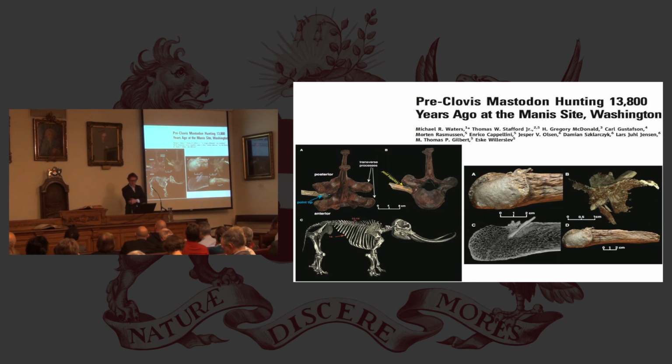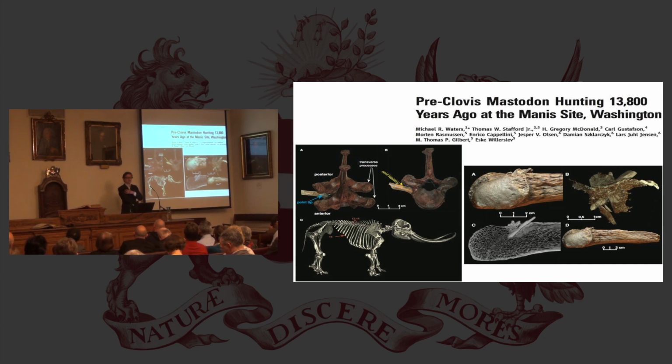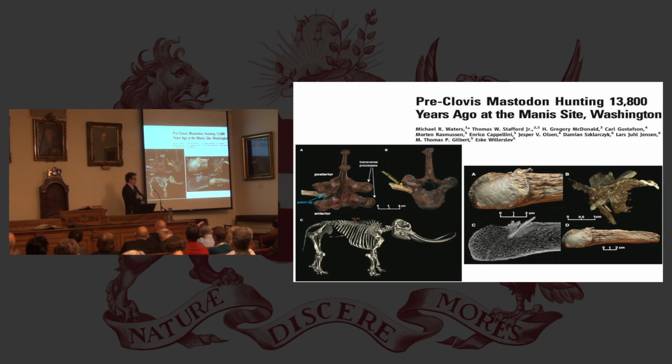Now, of course, people have been hunting things for a long time, but this is a very, very old mastodon. It's about 14,000 years old, and there's a lot of debate about when humans first got to the Americas. This sample is old enough that it falls right on the borderline for how long people have been in the Americas.